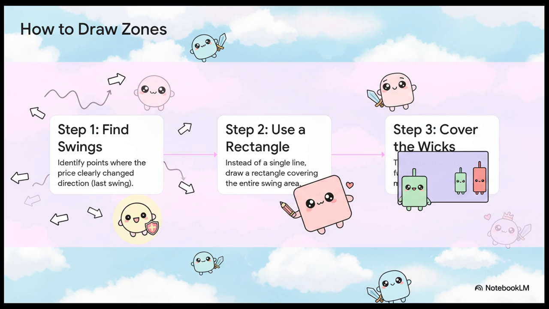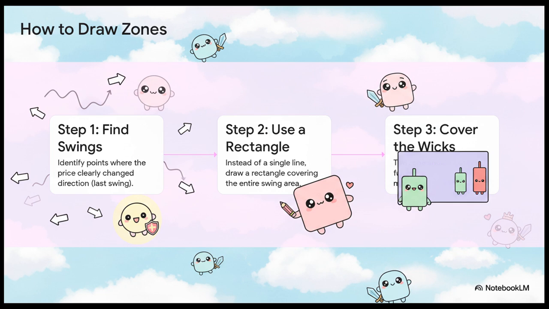And it's actually really easy to do. First, you spot a swing on the chart. A point where the price clearly turned around. Now, instead of drawing one thin little line, you draw a rectangle, a box, that covers that entire reversal area. You want to make sure you get the very tips of those little candle wicks too. And boom, you've got a zone.